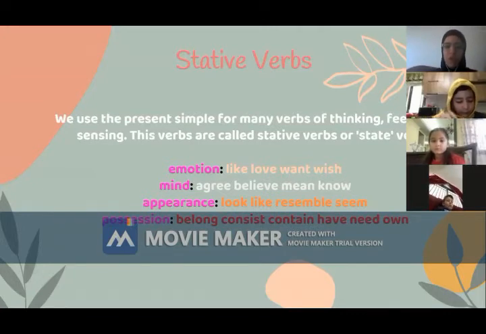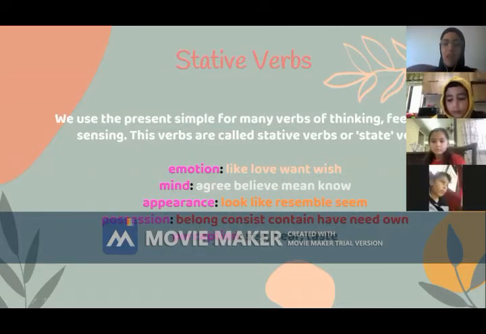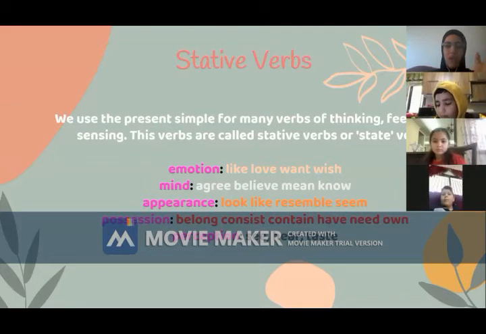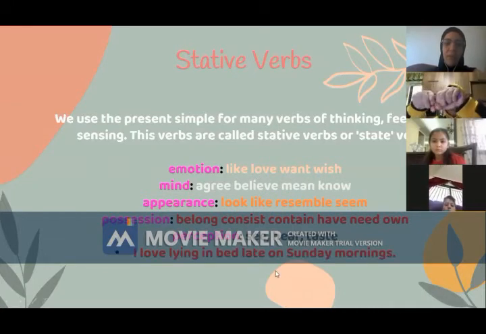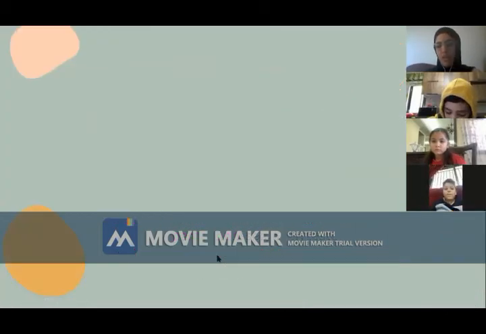Possession is when you own something or others own things. This bottle belongs to Ali, for example. This pencil case contains pencils and pens. All of these are used in the simple present tense. The sensing, like I see, I hear, I taste, I touch. All of these are related to senses, so I have to use the simple present tense. I love lying in bed late on Sunday mornings, for example. I need to know right now.